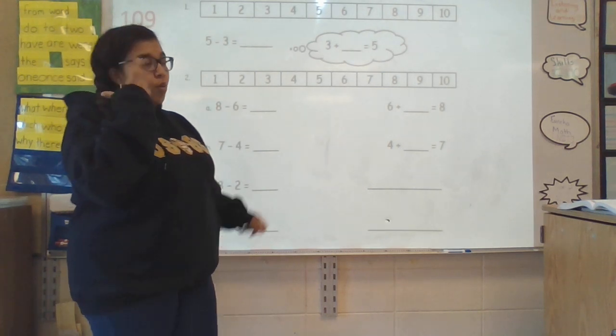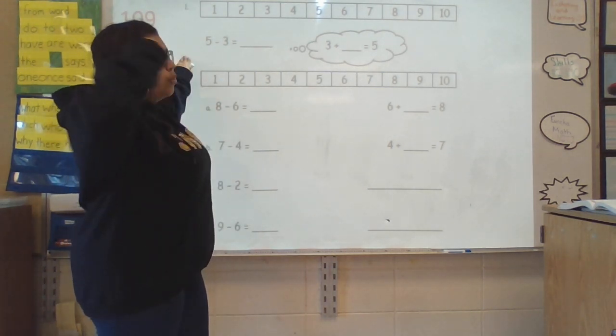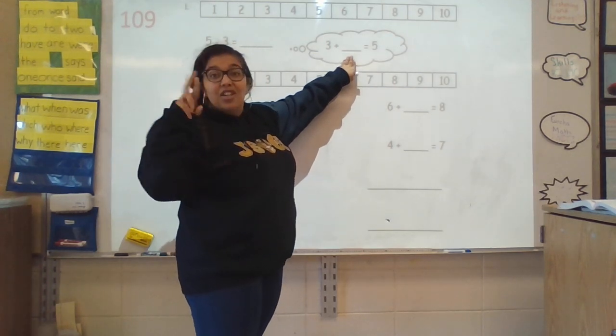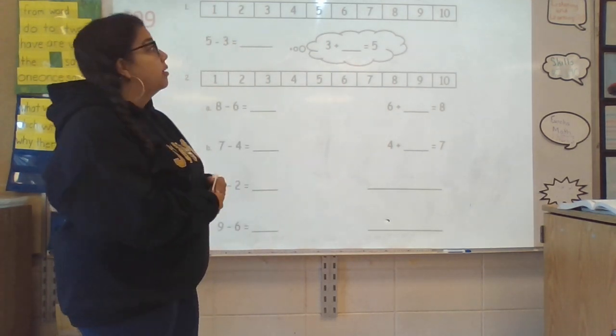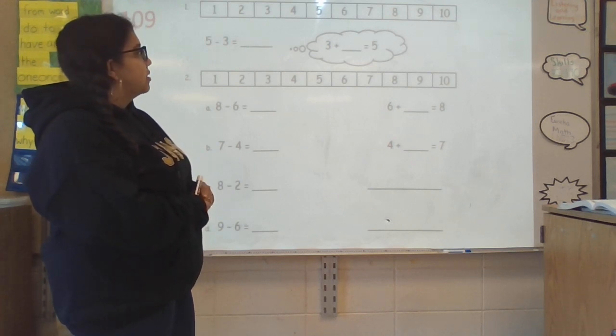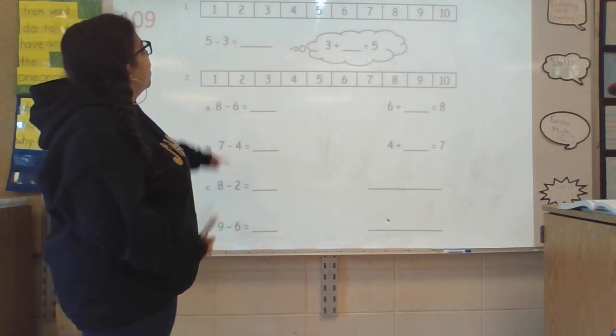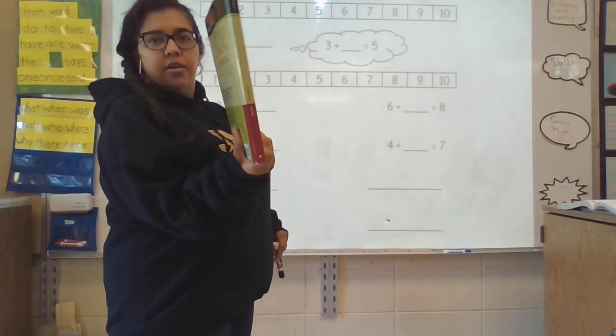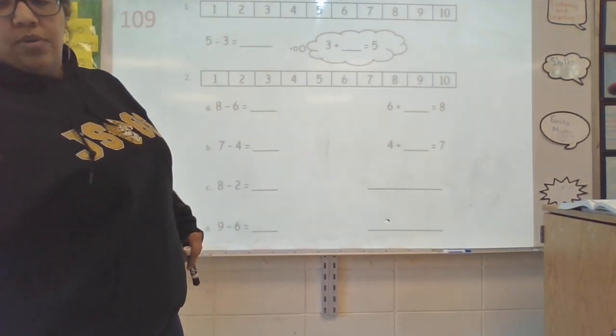It's the same thing. So we're working in subtraction, but we're using what we know in our brains about addition, because they're cousins. They work together. They're related to one another. They're related facts, the cousin facts. So for our first problem, page 109.